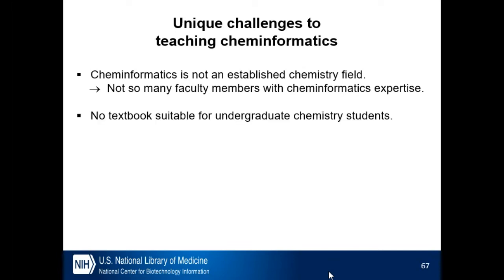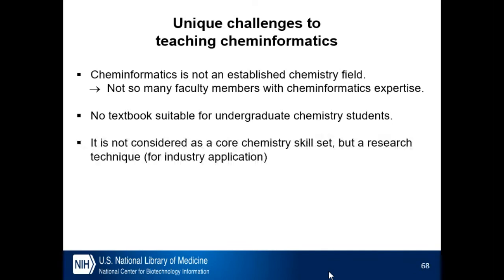Second, there are no textbooks suitable for undergraduate chemistry majors. While several textbooks are available, they're more appropriate for those who already have some informatics backgrounds, like computer science or informatics majors with programming skills, or graduate students who are working on cheminformatics research projects. Third, cheminformatics is considered a research technique, primarily for industry application, but not a core chemistry skill set.